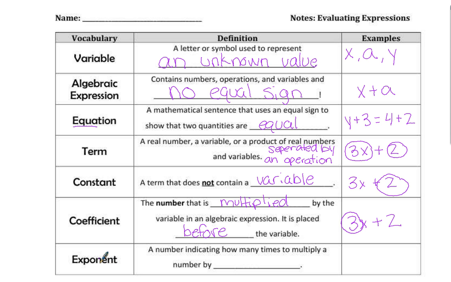And then our last vocab word is exponent. And the exponent, we should all know, is a number indicating how many times to multiply a number by itself. So an example of this would be x squared. This 2 is telling us the exponent. Or another example would be 4 cubed. That 3 is telling us our exponent. And it's not saying it's x times 2, it's x times x, or 4 times 4 times 4.